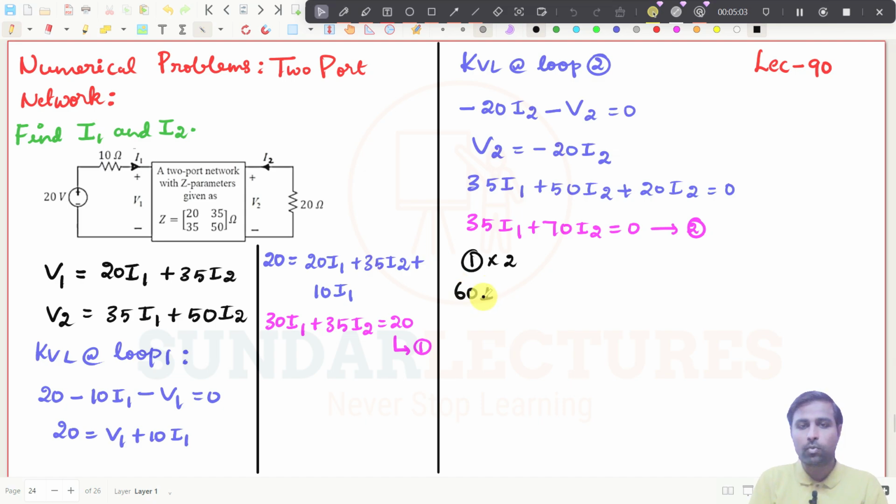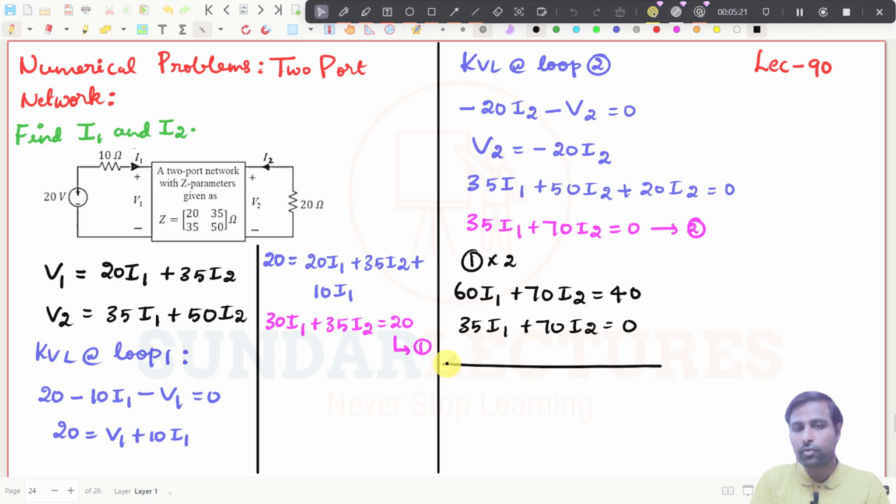You will get 60 I1 plus 70 I2, and that should be equal to, if you multiply it with 2, 40. So equation number 2 is 35 I1 plus 70 I2, and that should be equal to 0. If you subtract these two expressions, you will get 60 minus 35, so it will be 25 I1. The I2 term will be cancelled out, it will be 0, and that should be equal to 40.